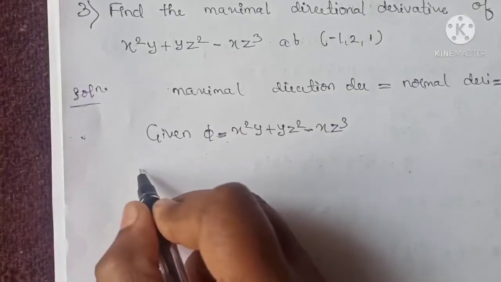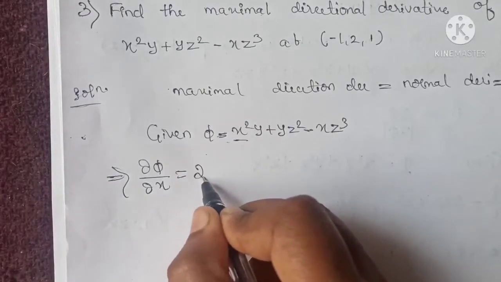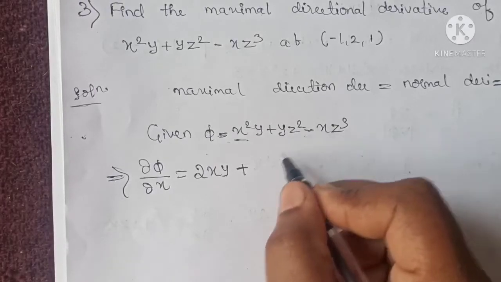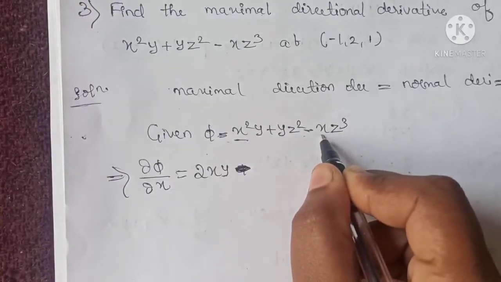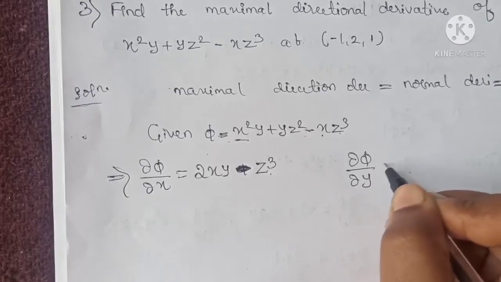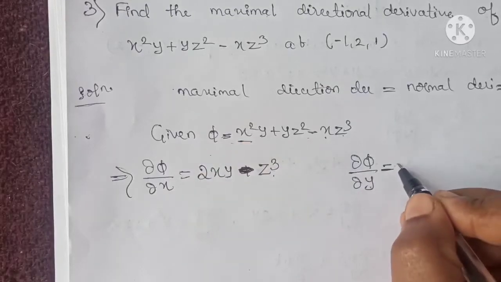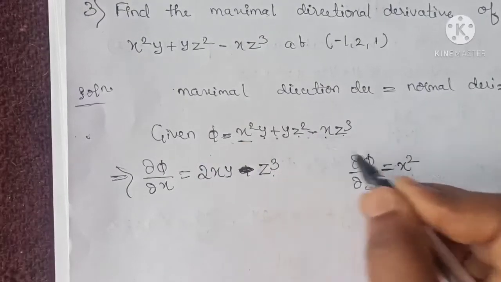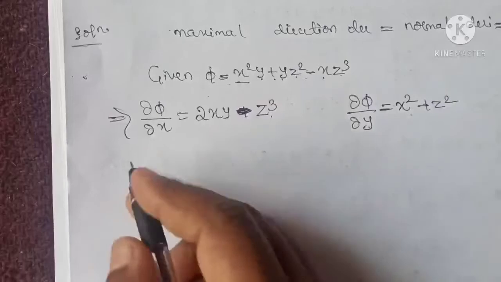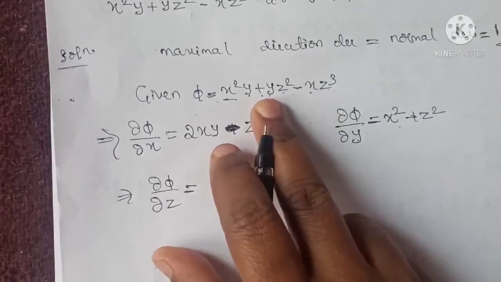Differentiating with respect to x we get dou phi by dou x equals, x square differentiation 2x, y constant, plus yz square is constant, therefore its differentiation 0. So minus z cube, x differentiation 1, and we keep the z cube as it is. Next dou phi by dou y equals, differentiating with respect to y, x and z become constant. So x square as it is, y differentiation 1, plus z square as it is, y differentiation 1, minus xz cube, whose differentiation is 0.